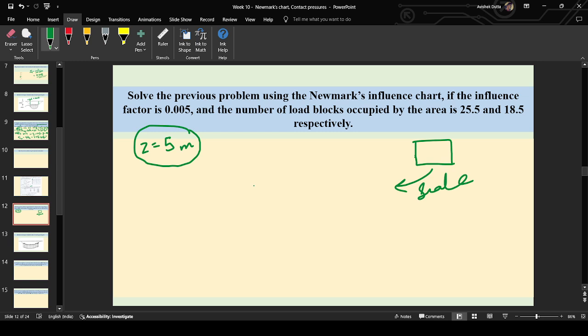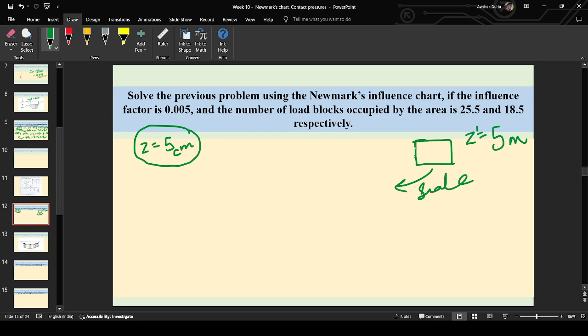Okay, so not 5 meter, there was a slight mistake that I was telling you. Originally it is 5 centimeter. You will find the Newmark chart, the scale is 5 centimeter. So now if we have to find for a depth z equals to suppose 5 meter, the scale will be 5 centimeter to 5 meter.